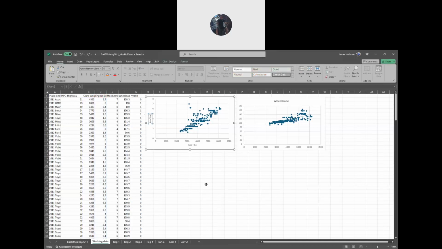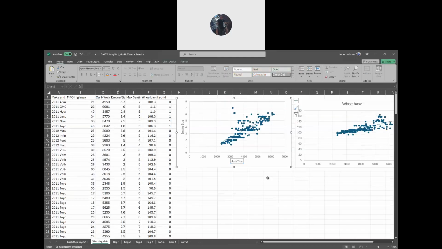Engine size over here. And this is curb weight. Okay, engine size versus curb weight. So, just without looking at the numbers, does it look like when the curb weight increases, the engine size also increases? Just looking at the graph. Yeah, so that's a correlation.